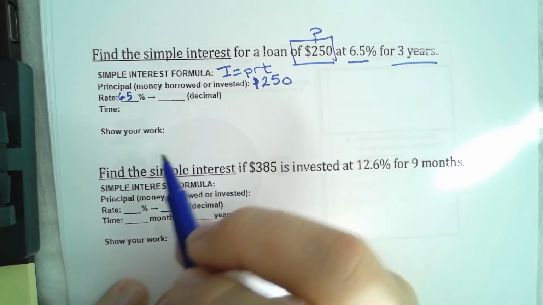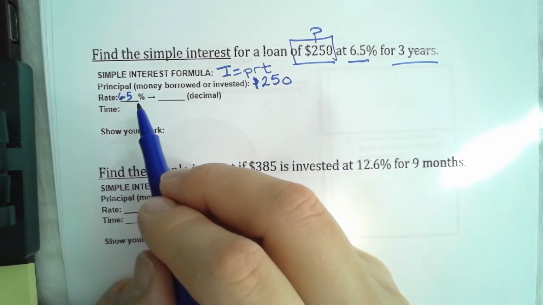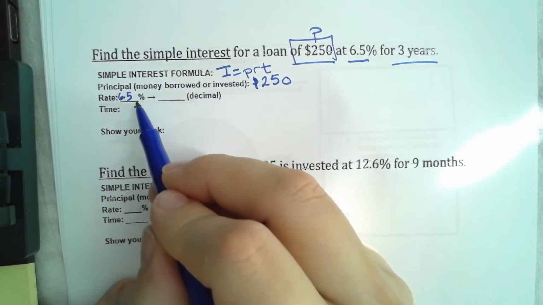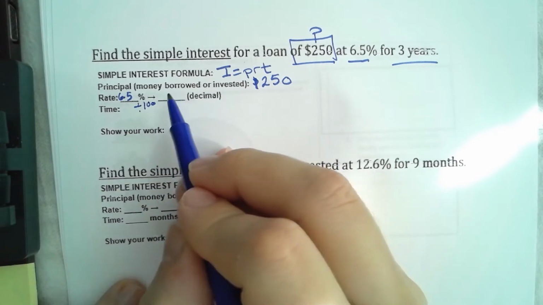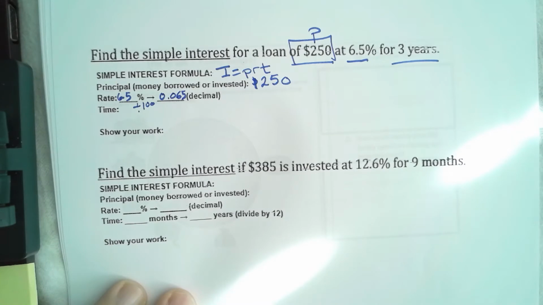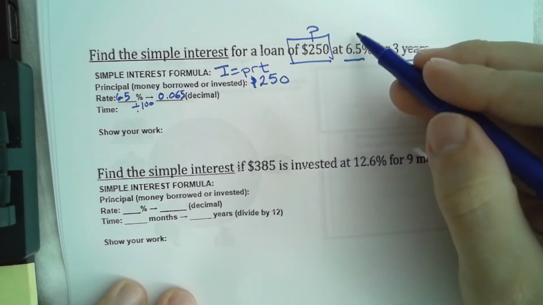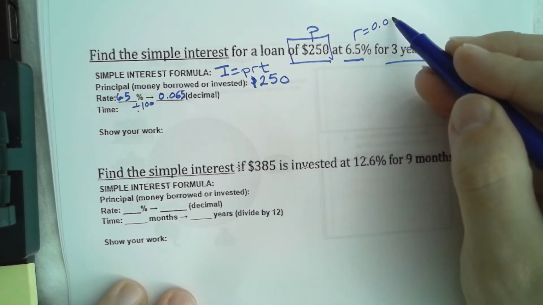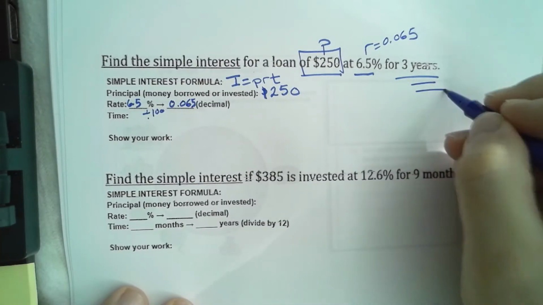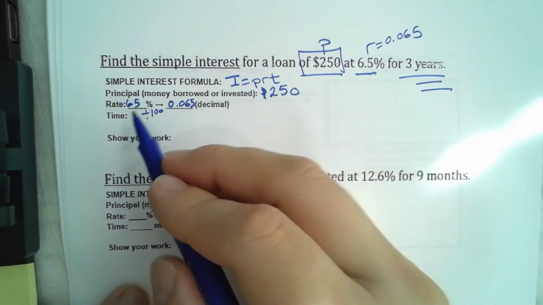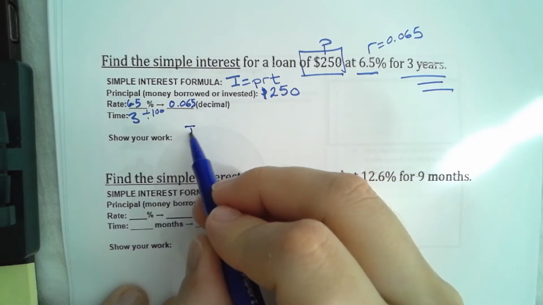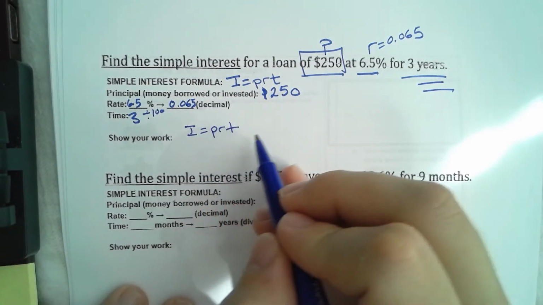What is the rate? 6.5%. But remember, I need to change this to a decimal. I don't write 6.5 for R. You divide by 100, and it gives you 0.065. That's what you put in for R. So this right here is R, but you need to make it into a decimal. And then time is years. They already give you years, so you don't have to do anything. You're ready.